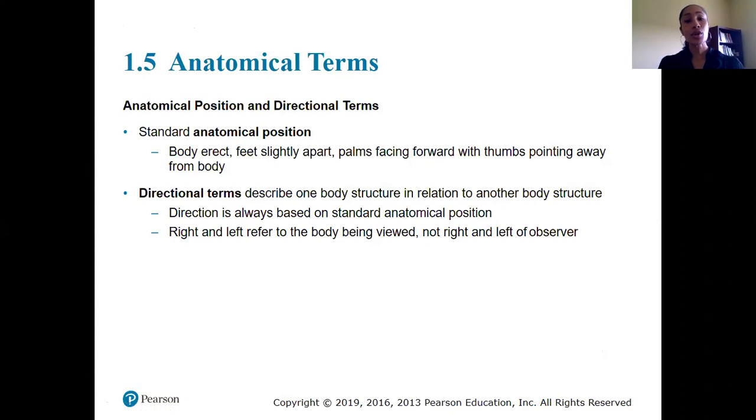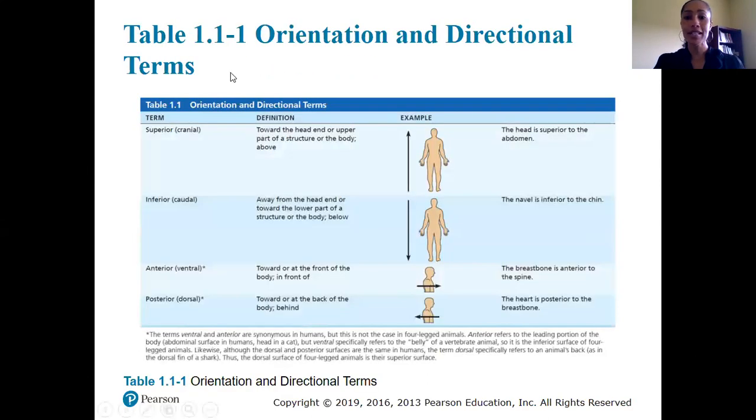We use directional terms so that we can describe one body part in relation to the other. And direction is always, like I said, going to be based on the anatomical position. Right and left refer to the body being viewed, not the right and left of the observer. So for instance, if you look at this diagram here, this is this individual's left hand, this is the left side of the body, and this is the right side of the body, an individual's right hand.